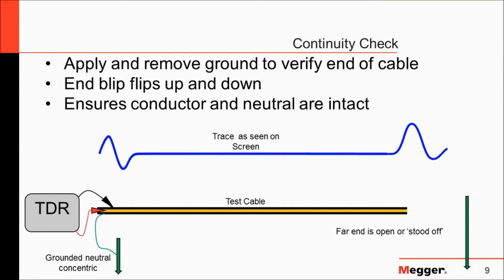Okay, one of the common things that's done with a TDR is to verify that you are actually seeing all the way through to the end of the cable. It's pretty easy to verify this. You can simply go to the far end of the cable and ground the center conductor.